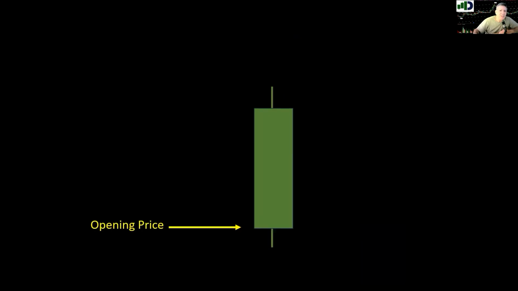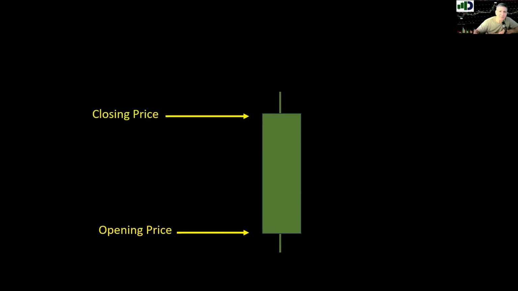Let's break down the elements of the candlestick. When the stock market opens in the morning, the opening price is always denoted at the bottom of the body on an advancing day. The closing price at the end of the day is always denoted at the top of the candlestick body for what we call an advancing condition.